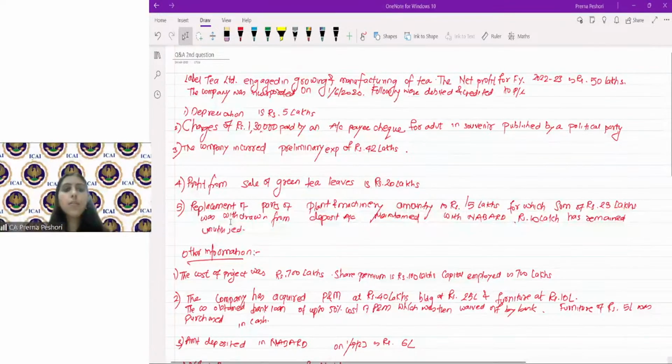Sorry, I was on mute. Depreciation rupees 5 lakh. What we will do in this case, we'll obviously add it back. So add. Charges of 1,30,000 paid by an account payee cheque for advertisement in a souvenir published by a political party. What will you do in this case? What would be the impact of this adjustment? Political party.